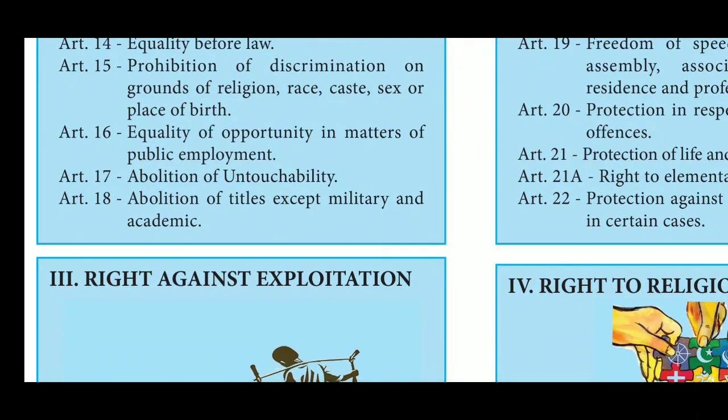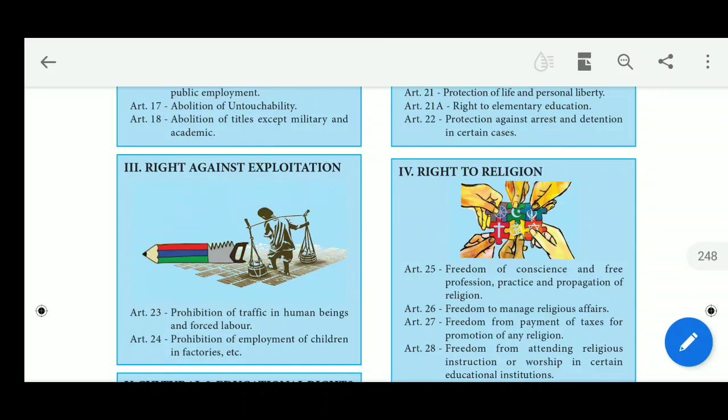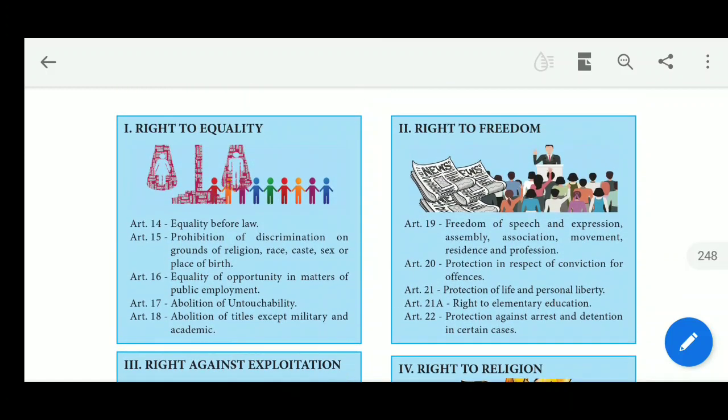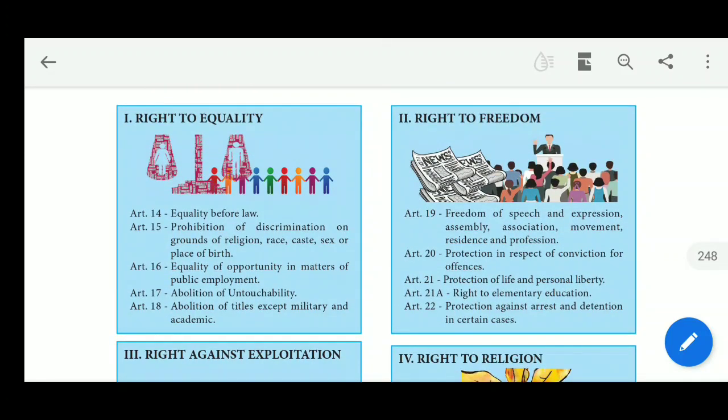Page number 172. Right to Freedom. Article 19. Freedom of speech and expression, assembly, association, movement, residence and profession. Explanation. Article 19 guarantees to the citizens of India six fundamental freedoms: freedom of speech, freedom of assembly, freedom of association, freedom of movement, freedom to reside and settle, and freedom of profession, occupation, trade or business.